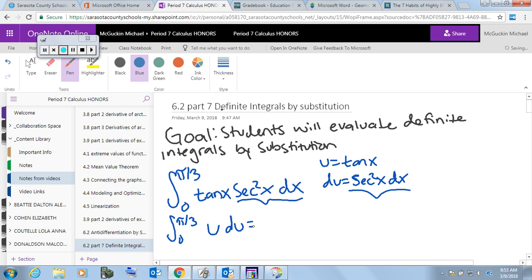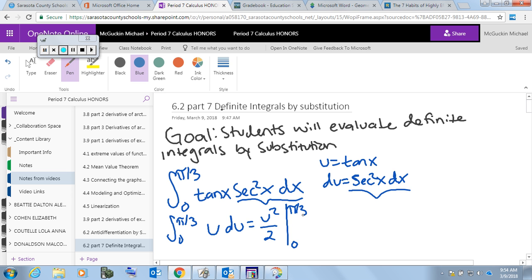So now we are integrating, so we raise the power of u to 2 and divide by that new power. So we'll get u squared over 2, and we're evaluating that from 0 to pi thirds, upper limit pi thirds, lower limit 0. Okay, so let's continue to push forward a little bit here. But we've got to look at what u really is. U really is tangent x.